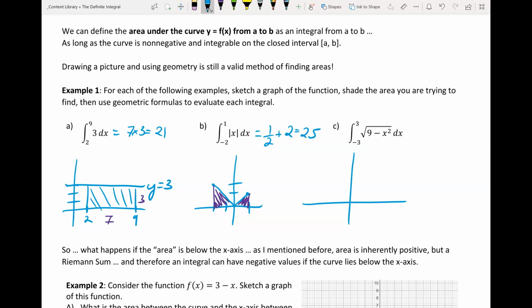And the last one here, this is the equation for a semicircle with radius 3. So it's something like this, and then we're enclosing with the x-axis. So the area for a semicircle is pi r squared divided by 2. Our radius is 3 in this case. So overall area is 9 pi over 2.